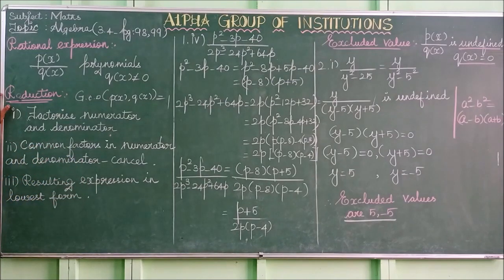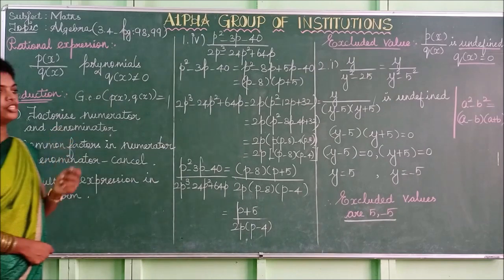Then listen here. The next topic is reduction. How you have to reduce the given polynomials into the lowest form. First, remember, factorize the numerator and denominator. Second, if there are any common factors in the numerator and denominator, you have to cancel them. Then you get the lowest form.